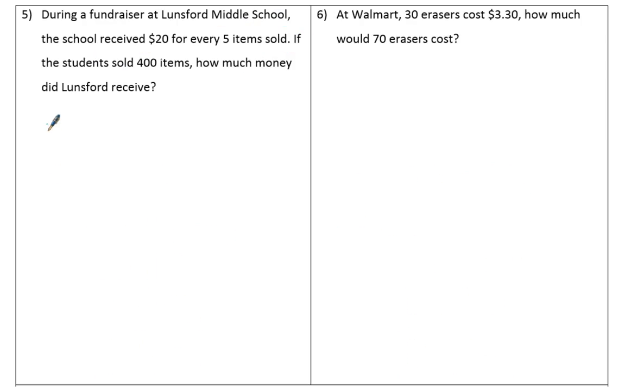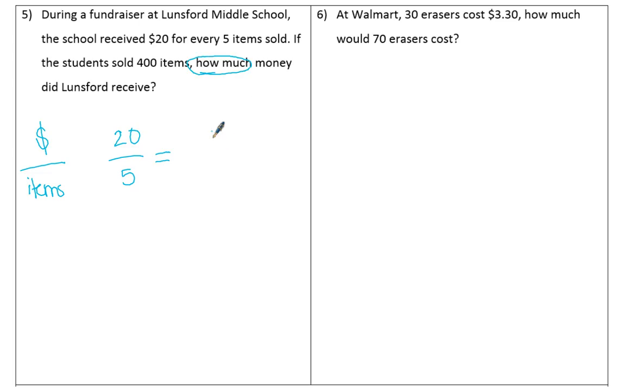In number 5, it says, during a fundraiser at Lunsford Middle School, the school received $20 for every 5 items sold. If the student sold 400 items, how much money did Lunsford receive? So every dollar amount, this $20, we're getting our number of items is 5 items. So we're going to put dollars over items here. And our scale factor, what we know, is $20 for every 5 items, so 20 over 5. And we're going to set that equal to how much money did Lunsford receive.